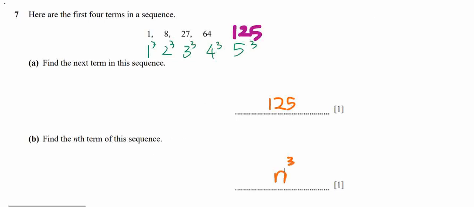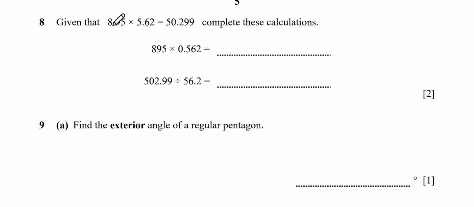Next number. Now we are in question 8 first. Given that 8.95 times 5.62 equals 50.299, complete this calculation. 10 seconds from now. 10, 9, 8, 7, 6, 5, 4, 3, 2, 1.